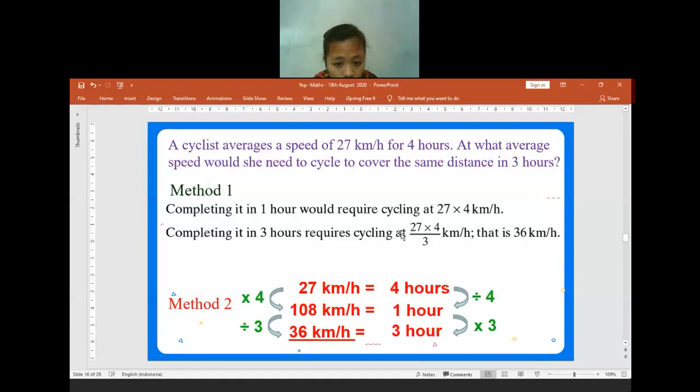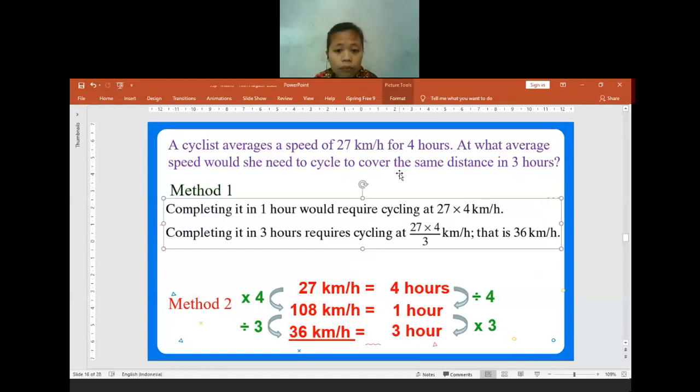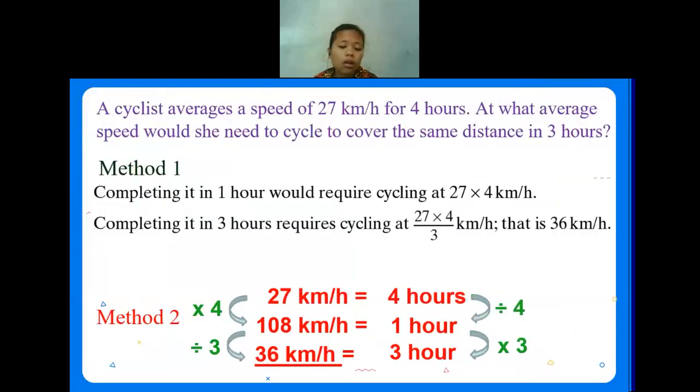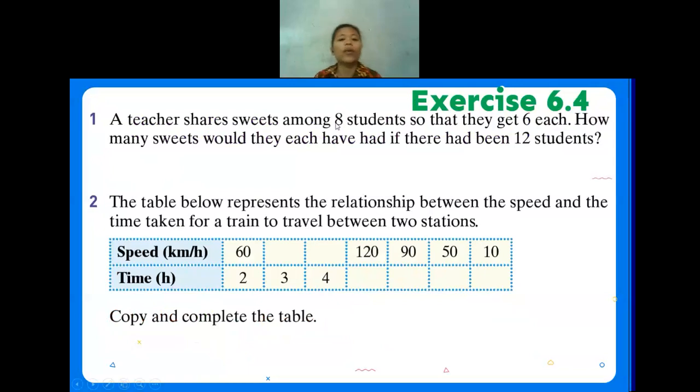Is there anyone having any question or confused so far? Hello. Is there anyone who is still confused? No confusion? Okay, then let us move to question 1 of exercise 6.4. Oh, it's already time's up. Maybe we can discuss one question first. Do you have any class after this? Just discuss one question, yeah? No class, teacher. Okay, so we can discuss one question only.